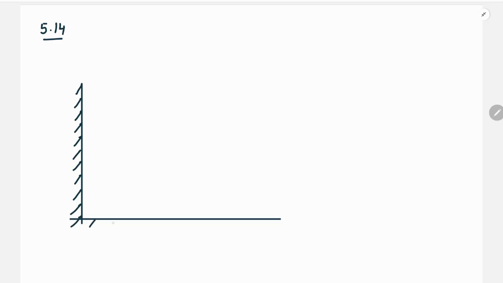So if we consider the xy plane, so we are just drawing the diagram like this. That is, we have two mirrors installed as y-axis and x-axis. So these are the two mirrors that we have. We can consider mirror M1 as yz plane and mirror M2 as xz plane.